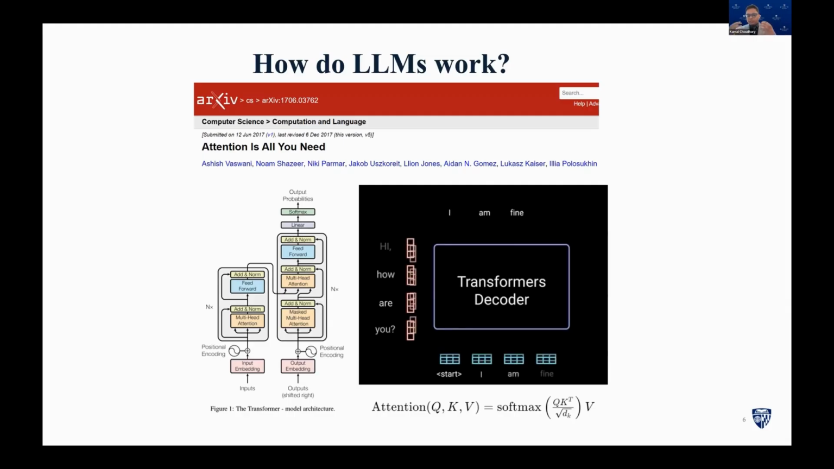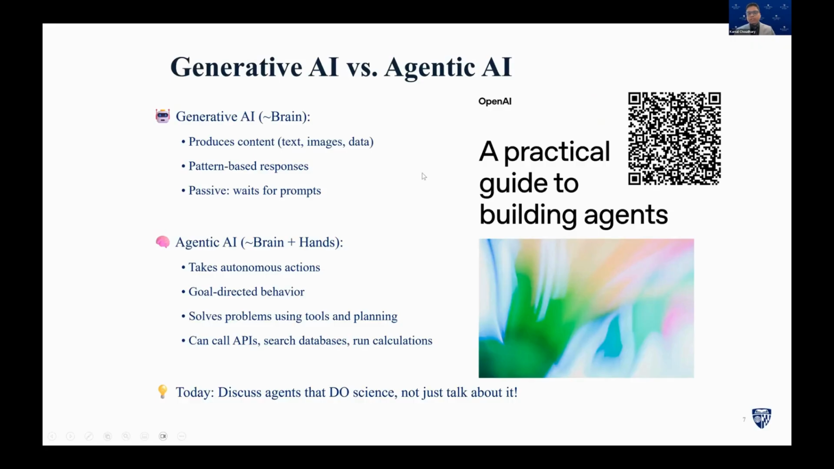So now once you have trained the model, you ask the question, why is the sky blue? Now it will predict the next token, and that's how these LLMs usually work. Now, this is generative AI, what I just showed you, which produces content, text, images, data, pattern-based responses, and so on. What agentic AI is, is a bit different.